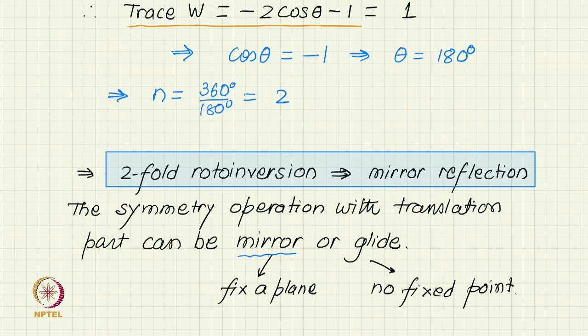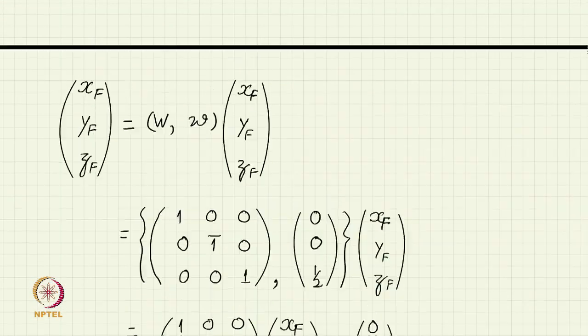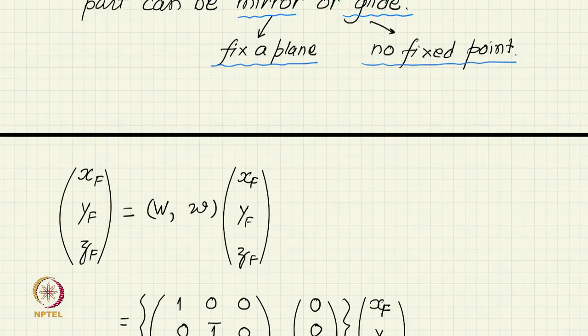So, it will give the location part, or it can actually be an intrinsic translation. It can be a mirror reflection followed by an intrinsic translation, which will be a glide. Now, we know that a mirror will always give you a fixed plane, but a glide will not give any fixed plane. So, we can decide easily whether the operation is a mirror or a glide simply by looking at whether it is fixing a plane or not. So, let us consider x_f, y_f, z_f as the fixed point of my operation.